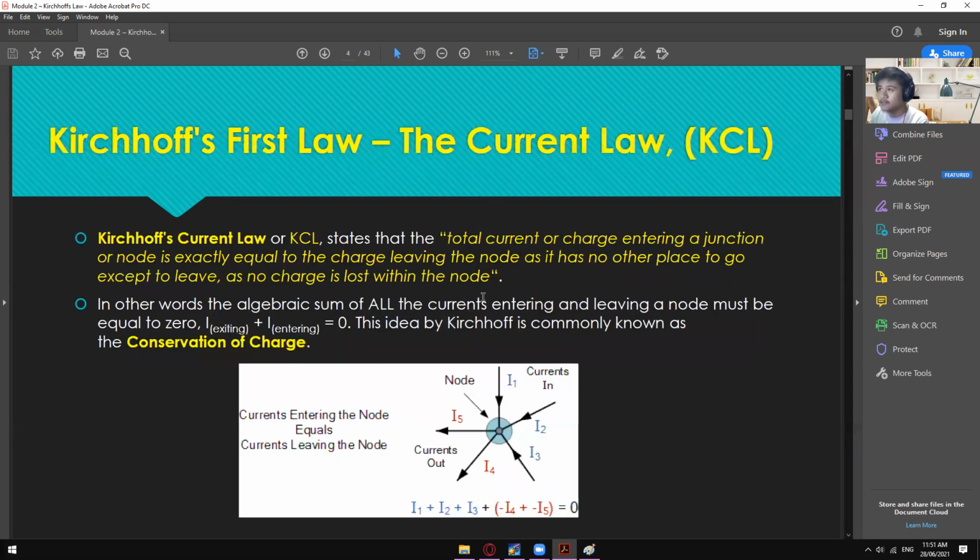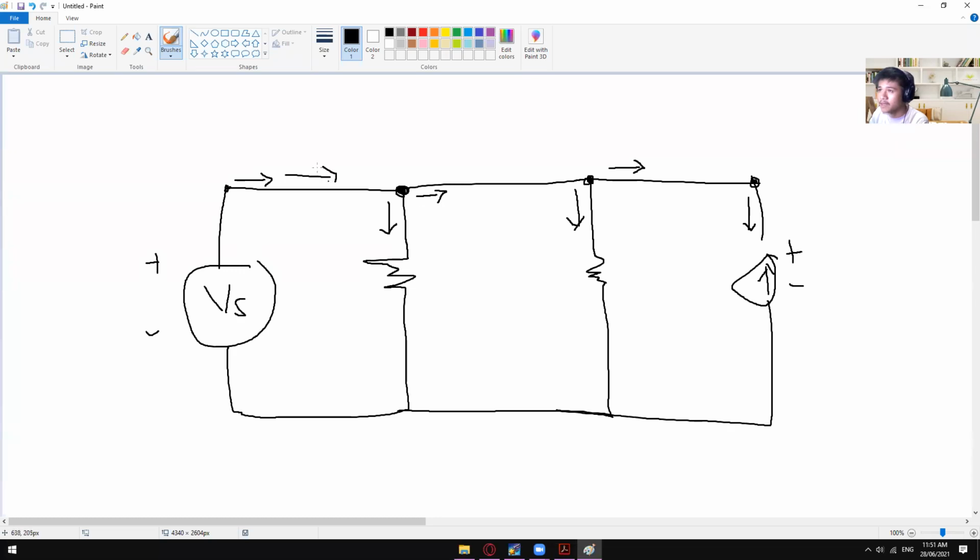For the KCL, we just have a simple rule. The total current or charge entering a junction or node is exactly equal to the charge leaving the node, as it has no other place to go except to leave, as no charge is lost within the node. Just like what I mentioned a while ago, if we have a current of, say, 1 ampere right here, upon passing through a node, it is still 1 amp, but this is not applicable with parallel, since this one will be divided into two.